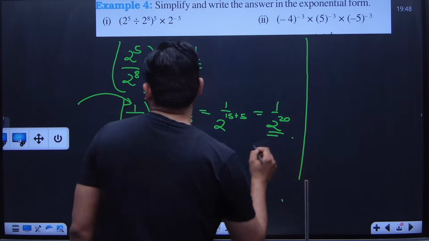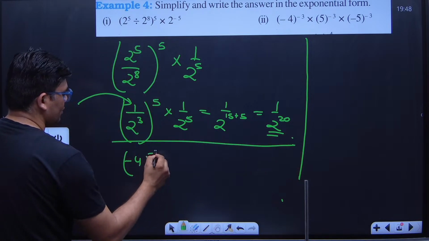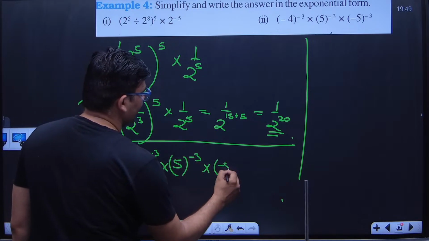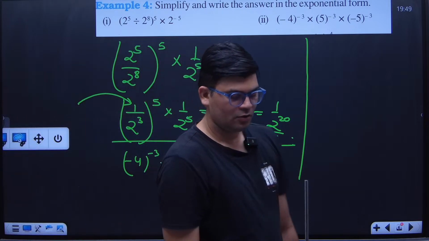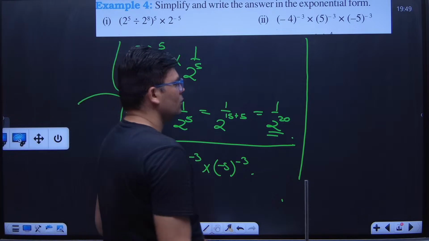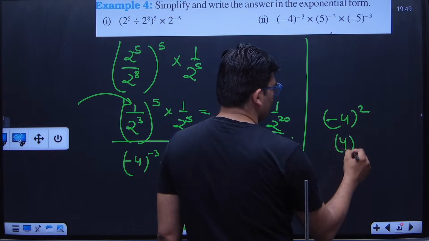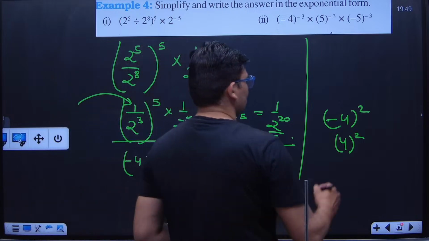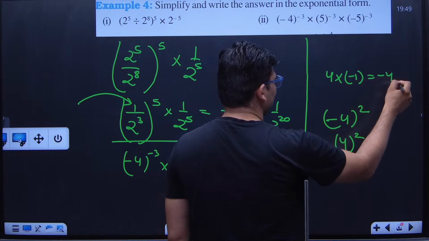Now let us do minus 4 to the power minus 3 into 5 to the power minus 3 into minus 5 to the power minus 3. Okay, how are we going to tackle this? Do you know, if there is minus 4 to the power 2 or 4 to the power 2, how is a number being made negative? By multiplying by minus 1. So 4 is multiplied by minus 1, so that minus 4 is formed.